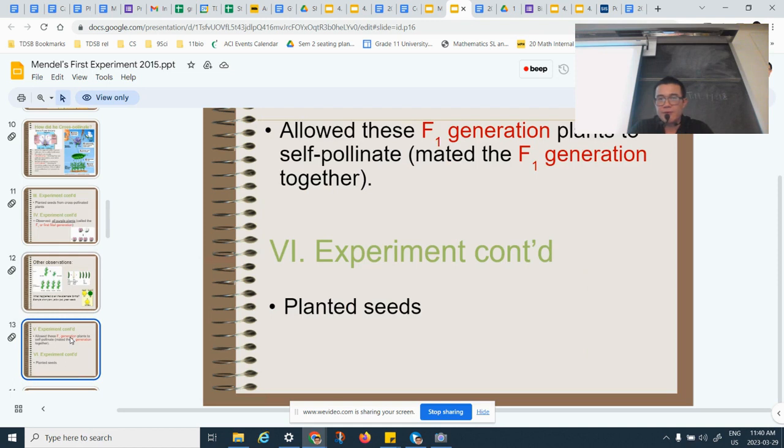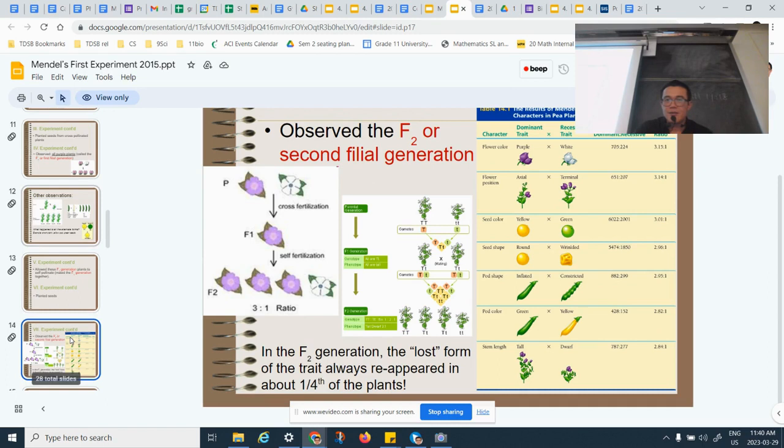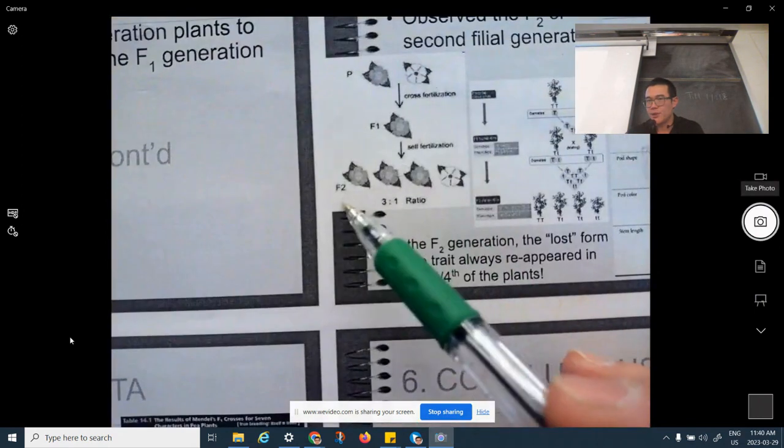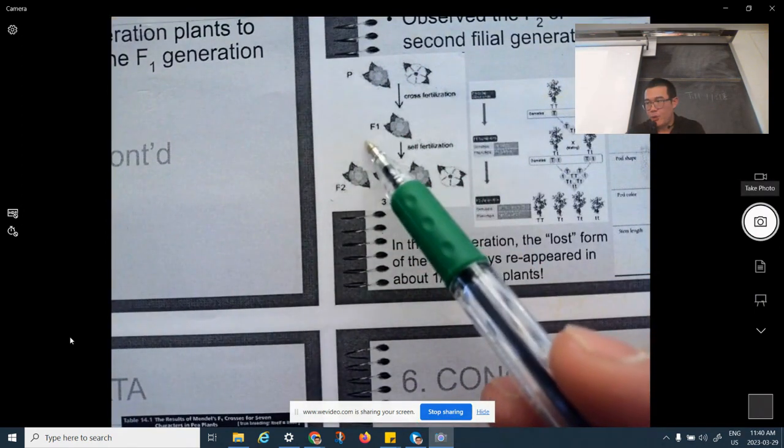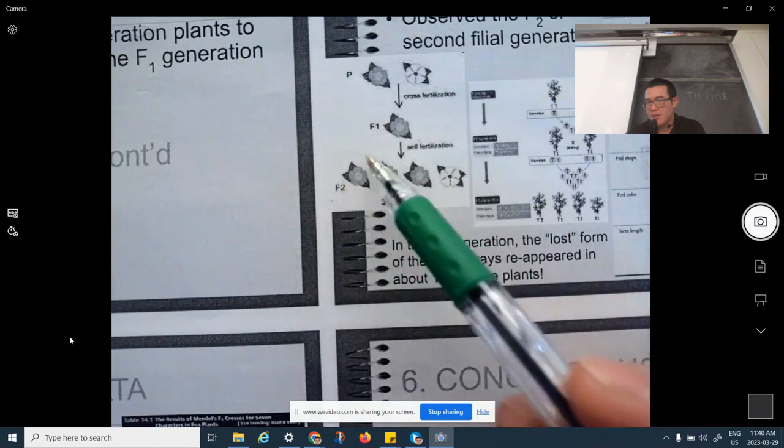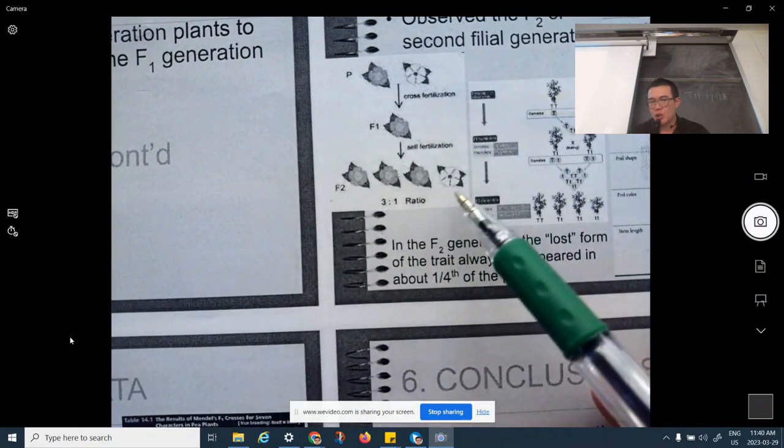Now, a couple other things. He also took these first generation offspring and either self-pollinated or cross-pollinated them with other first generation offspring. In this case, the generation at that point, the second generation, you call the F2 generation. So the parents are P, F1 is the first generation of offspring, and F2 is the second generation offspring.